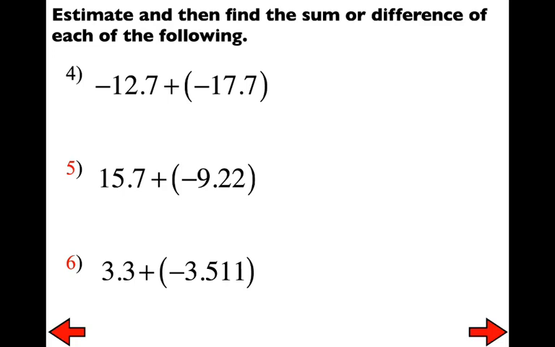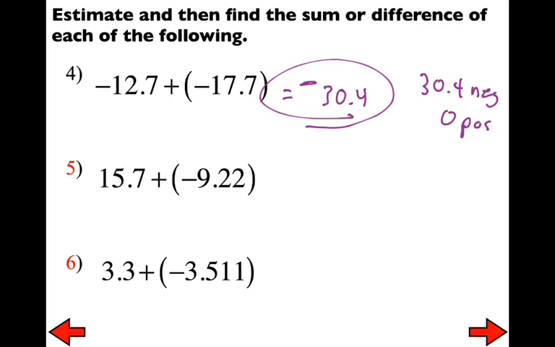And in this particular problem, we have 12.7 negatives and 17.7 more negatives. So all we have are negatives. So we have 30.4 negatives, and we don't have any positives. Clearly, we have more negatives than we do positives. In fact, we have 30.4 more negatives than positives.